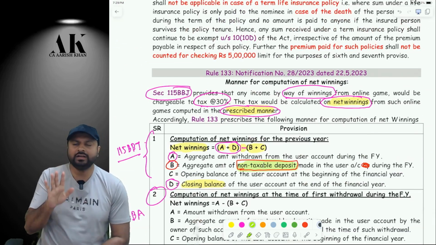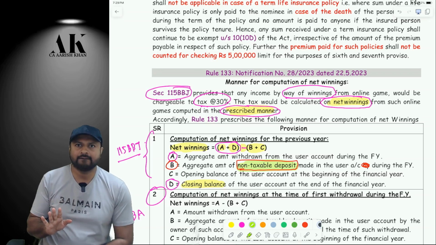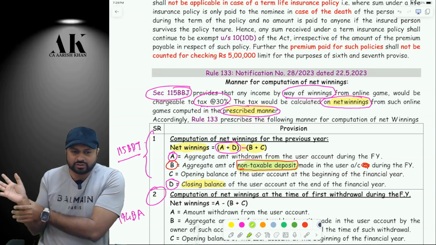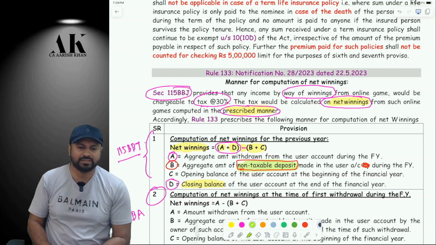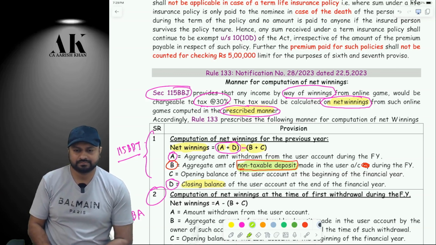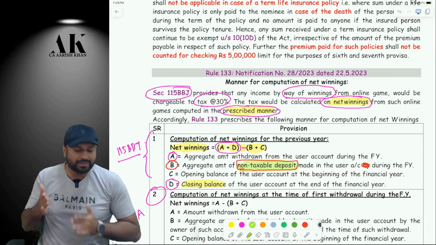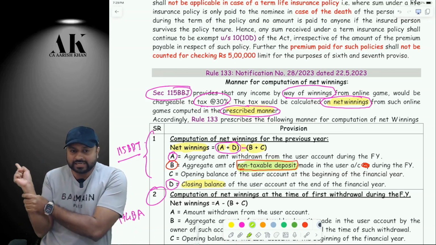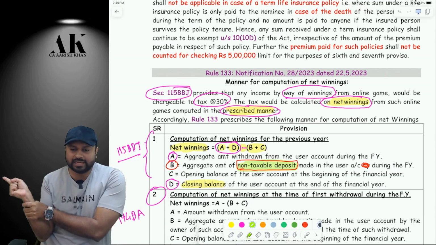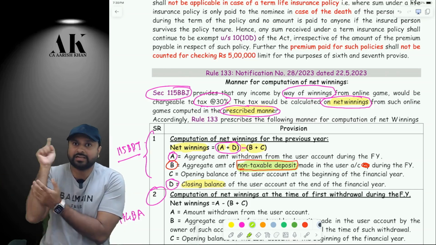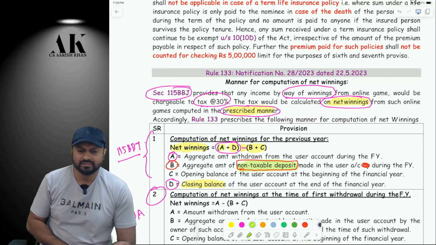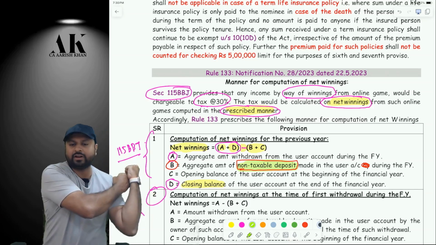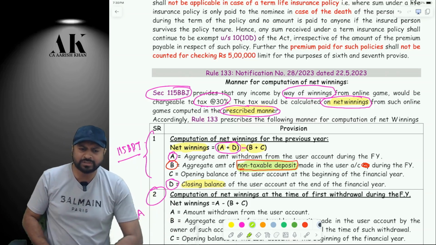Non-taxable deposit means whatever money you are transferring from your bank account, please tell me, have you paid tax on that or not? The money which I am transferring, the 10,000 rupees which I have transferred from my ICICI bank account to Dream 11 account, have I paid tax on that 10,000 rupees or not? Yes, sir. So if it goes to my Dream 11 account, and if I withdraw from the Dream 11 account, will I again pay tax on that 10,000 rupees? Logically, tell me.